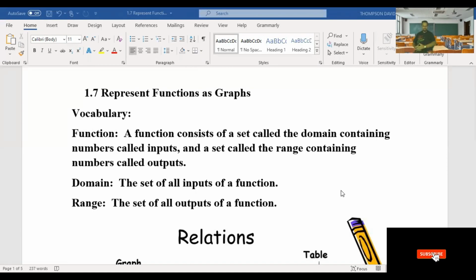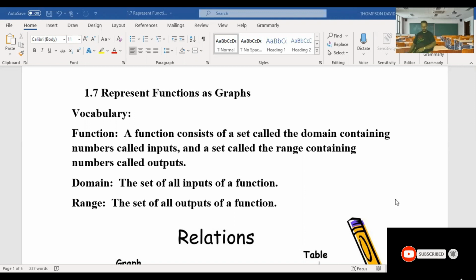In this video, we're going to talk about representing functions as graphs. First, the vocabulary. A function consists of a set called the domain containing numbers called inputs and a set called the range containing numbers called outputs. The domain is a set of all inputs of a function, and the range is a set of all outputs of a function.